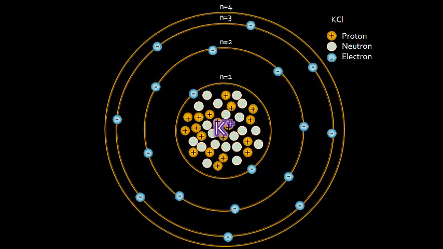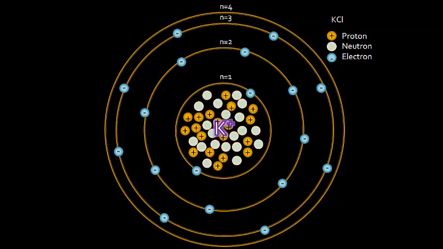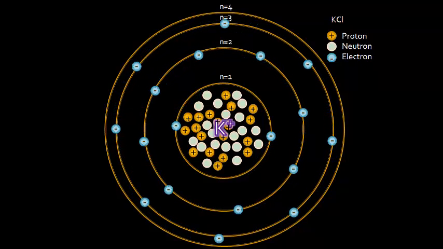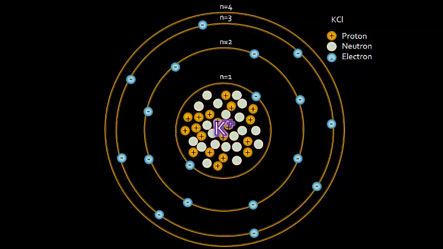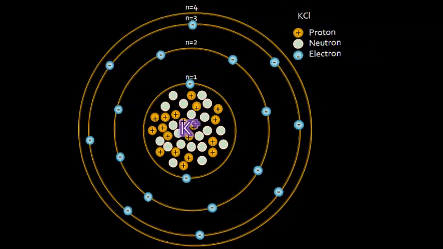The potassium cation, K+, which also has lost 1 electron, now has 19 protons, 20 neutrons, and 18 electrons. There are 4 electron shells in potassium, where the outermost shell is free of electrons.